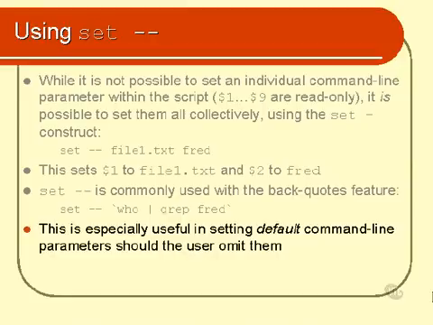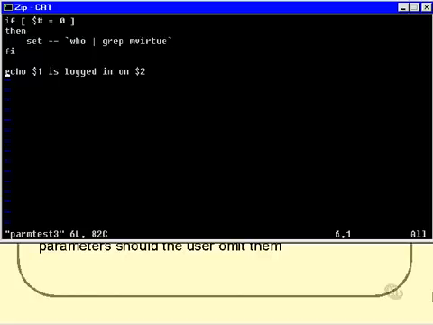This technique, set minus minus, is especially useful in setting default command line parameters, because what might happen is you might require some command line parameters for your shell script to operate successfully, and if the user actually forgets to put them in or invokes your shell script without typing them in, then you can obviously do a little test for that and say, okay, well, they didn't type in any, so let's use set minus minus to set some ourselves, which is very handy. Here's an example of that.